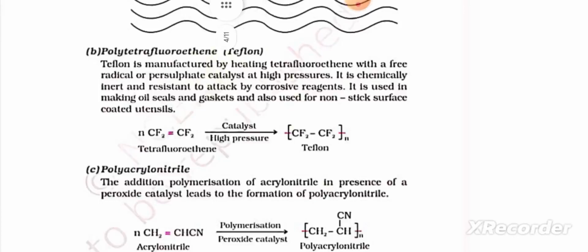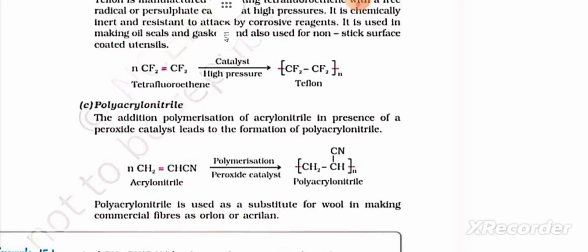Second polymer is Teflon, that is polytetrafluoroethene. Teflon is manufactured by heating tetrafluoroethene with a free radical or persulfate catalyst at high pressure. It is chemically inert and resistant to attack by corrosive reagents. It is used in making oil seals, gaskets, and also used for non-stick surface coated utensils.